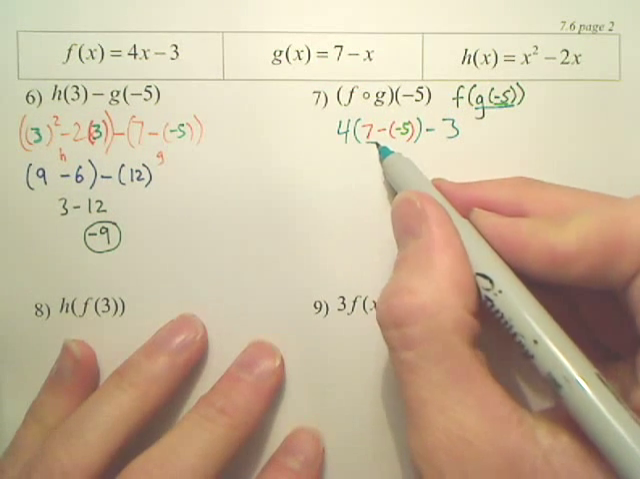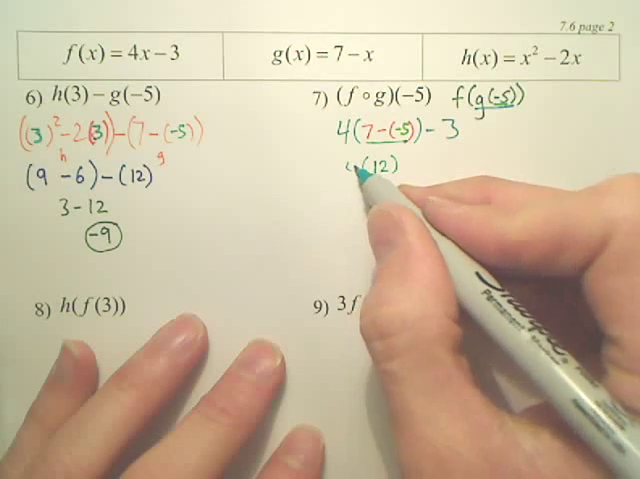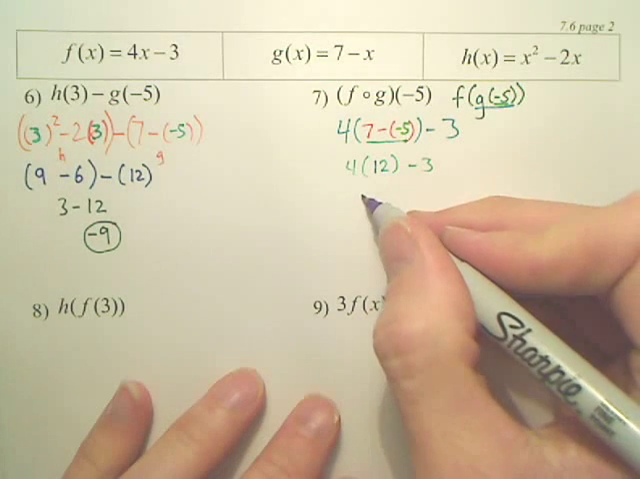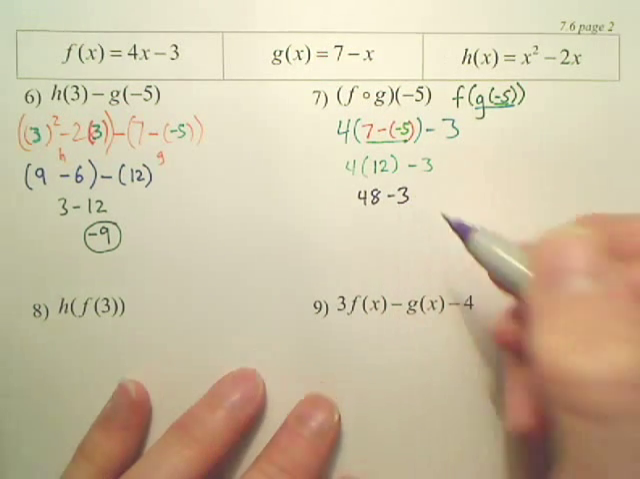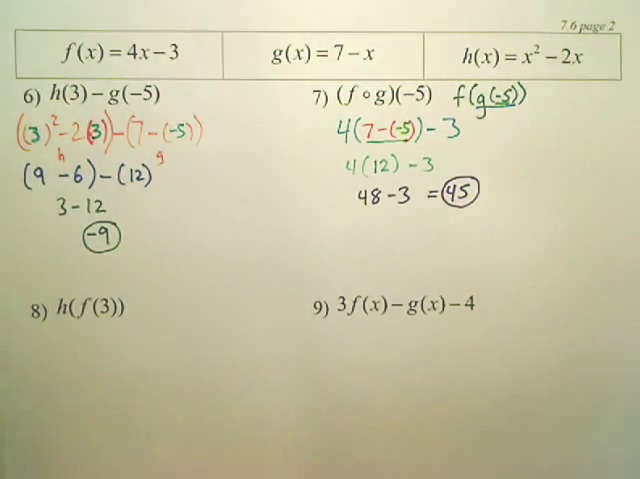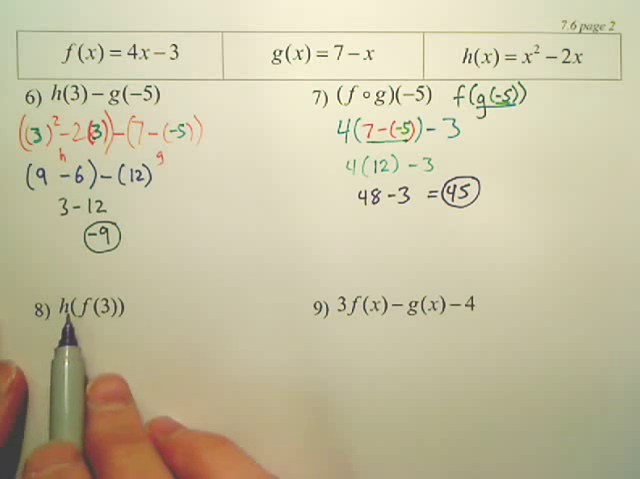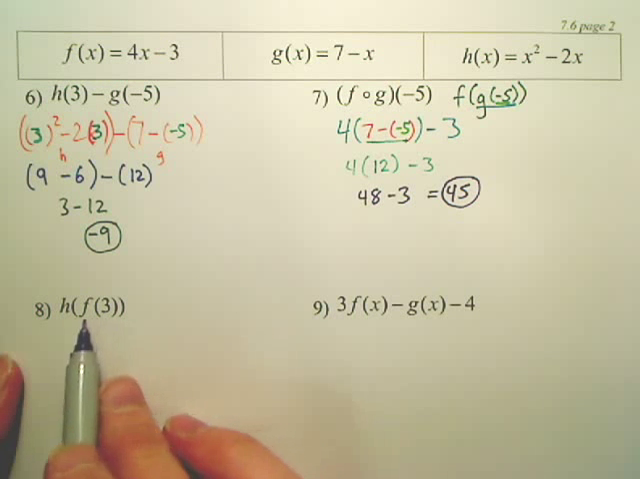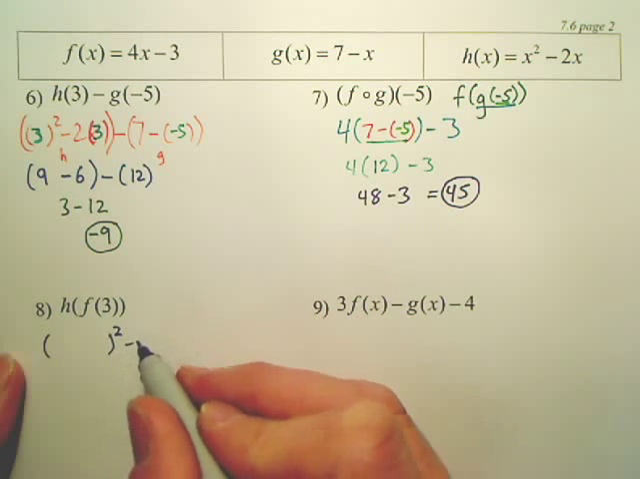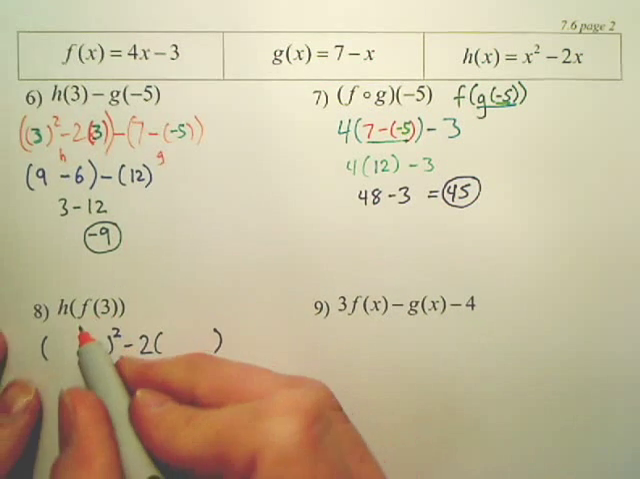Okay. Order of operations, what's this going to give you? 12. Next you have 4 times 12 is? 48. And then 48 minus 3 is? 45. Okay. This one, h of f of 3. What's the outer function? H. What's the inner function? F.